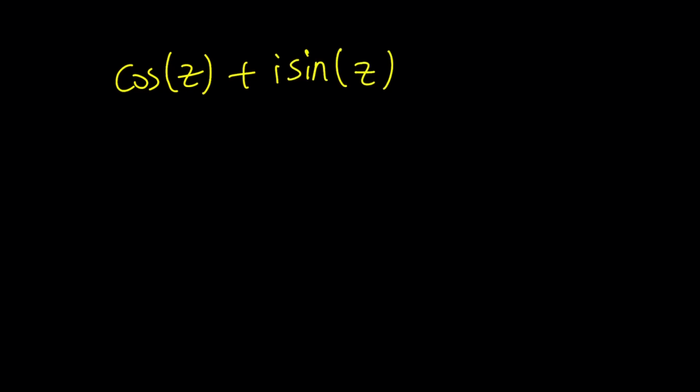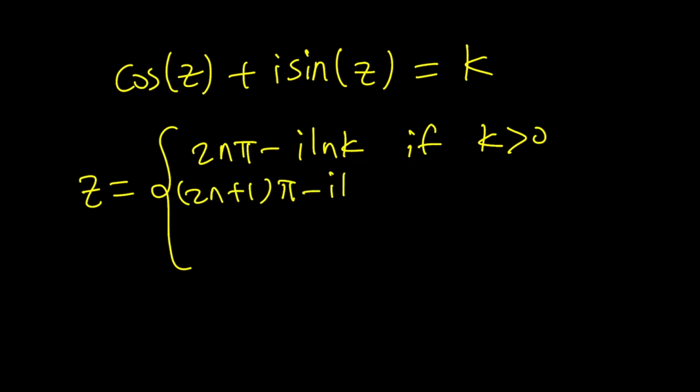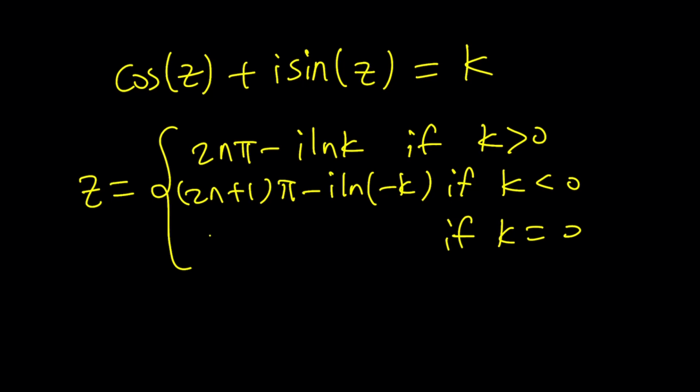So let's go ahead and summarize our finding and write it all together. So our equation was cosine z plus i sine z equals k, where k is a real number and z is a complex number. And the solution set looks like this. If we have a positive k, then we get this solution. Otherwise, we get this solution if k is negative. And finally, if k is equal to 0, no solution is obtained.